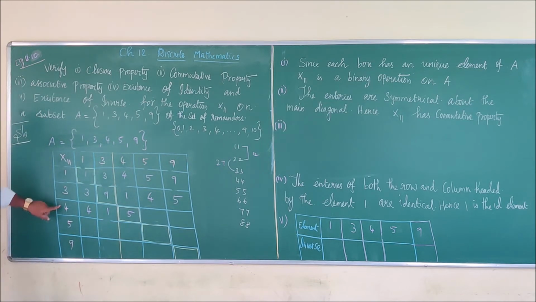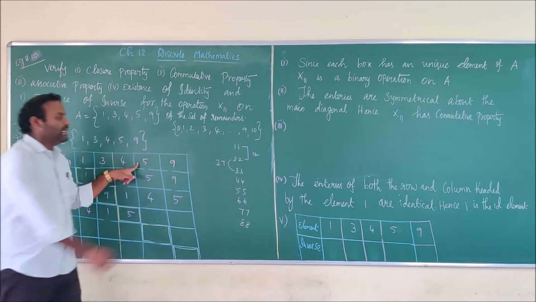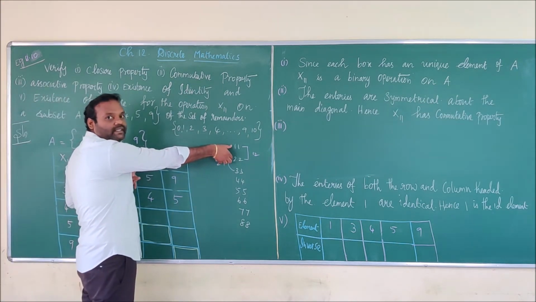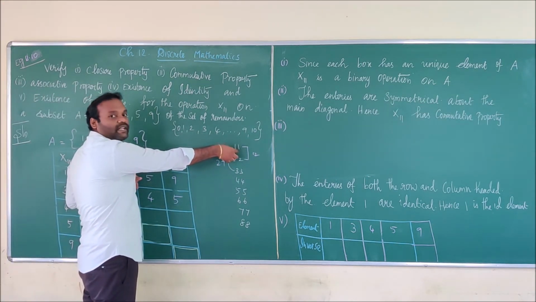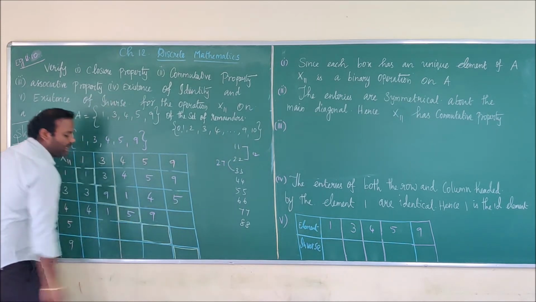Okay. Next, 4 into 5. 4 into 5 is 20. Again it comes in between this. What is the smallest number? 11. So the difference between 11 and 20 is nothing but 9.